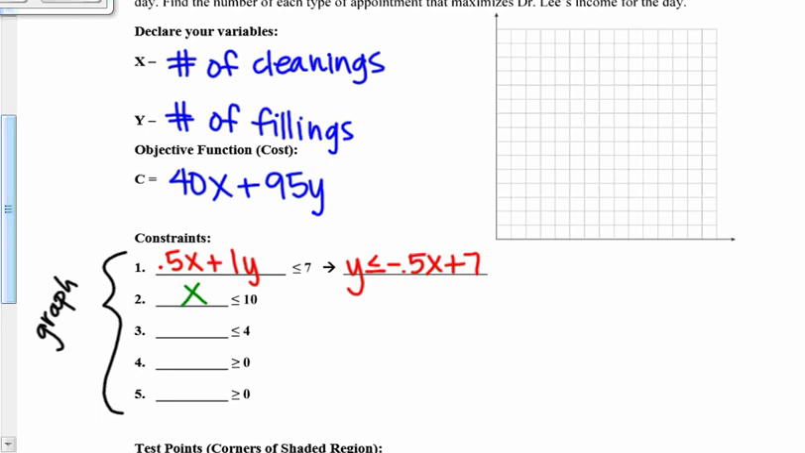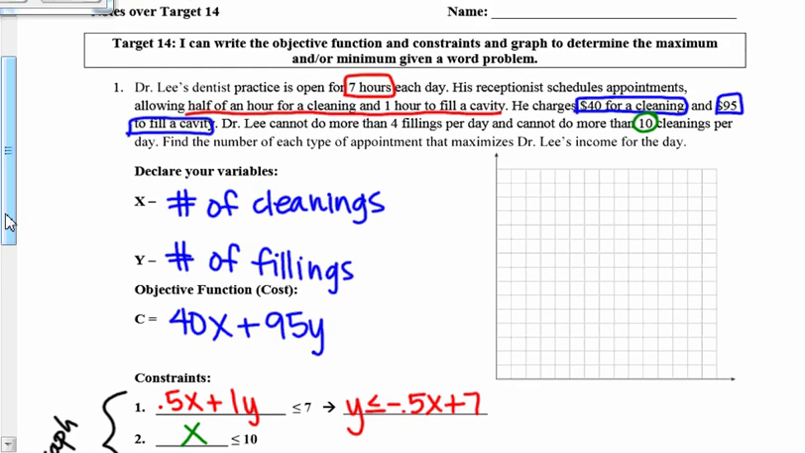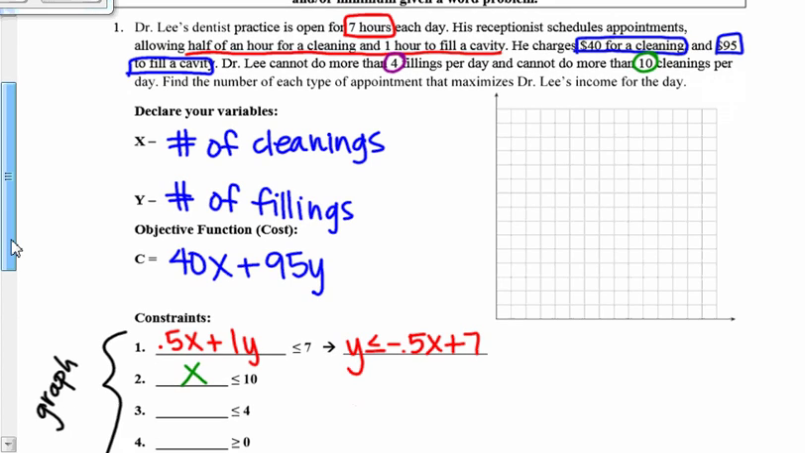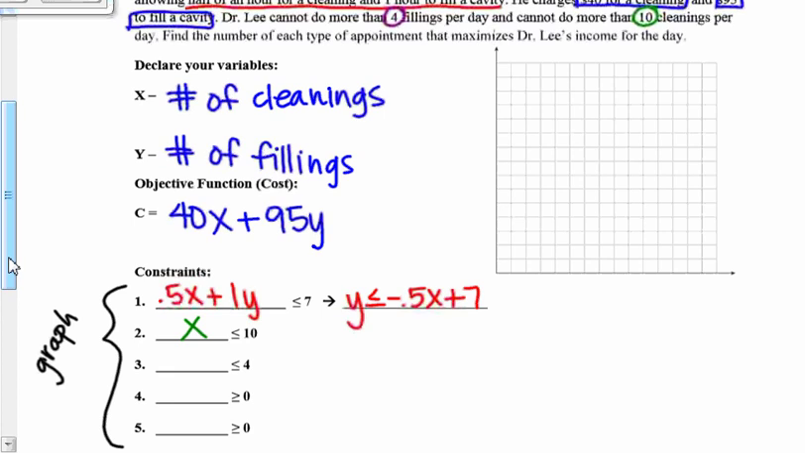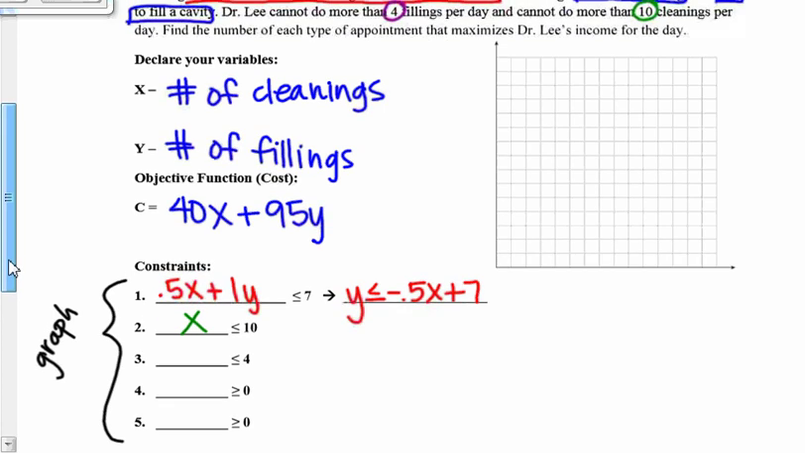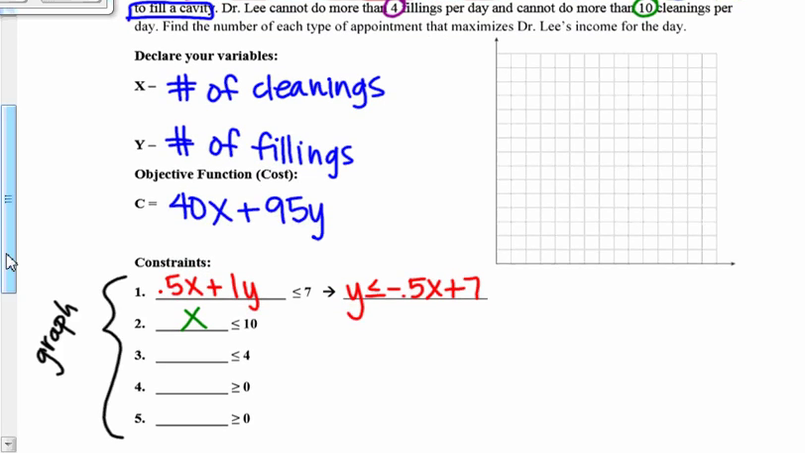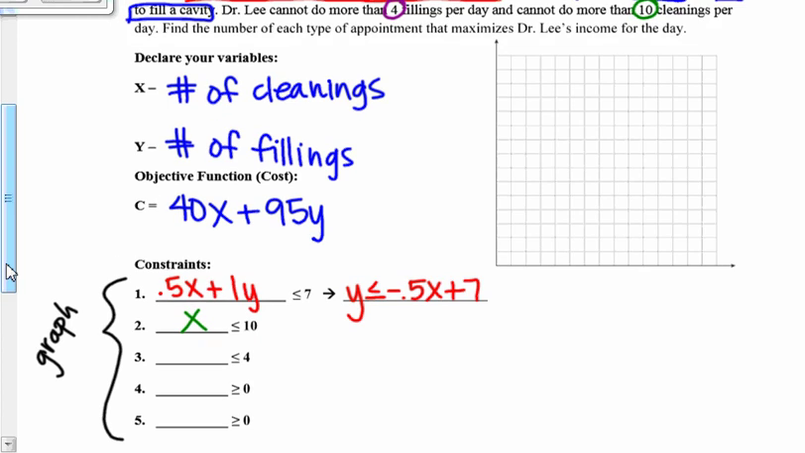All right, let's look at something else. It says less than or equal to 4. Well, let's go find 4. Here's 4. It says that Dr. Lee cannot do more than 4 fillings per day. All right, so he can do 1, 2, 3, or 4, but he cannot do 5. So the number of fillings he does per day has to be less than or equal to 4, and y represents the number of fillings, so y has to be less than or equal to 4.